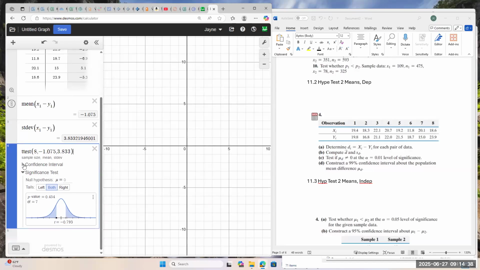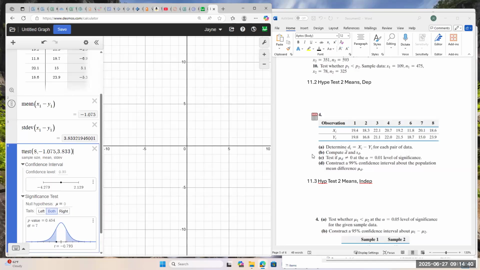We can also see the confidence interval if we wanted to. I think it asked us for a 99% confidence interval here, so we just change that to 0.99, and you can see that the confidence interval goes from negative 5.817 to 3.667, which again does not indicate that there's any difference in the before and after for this one.